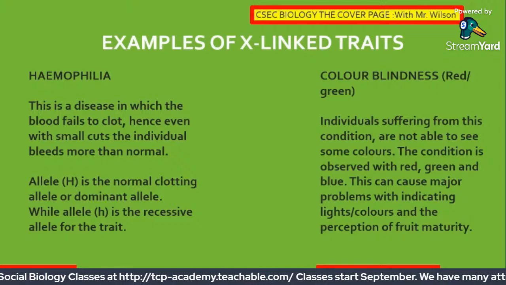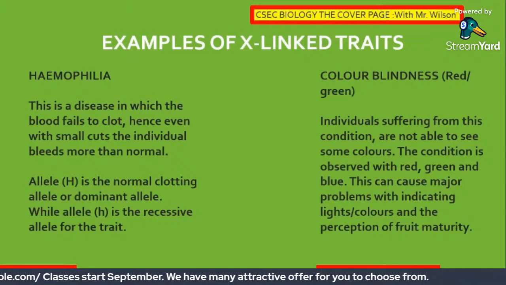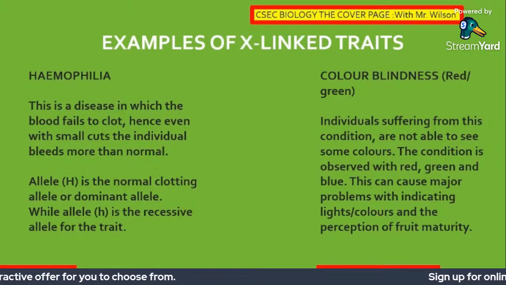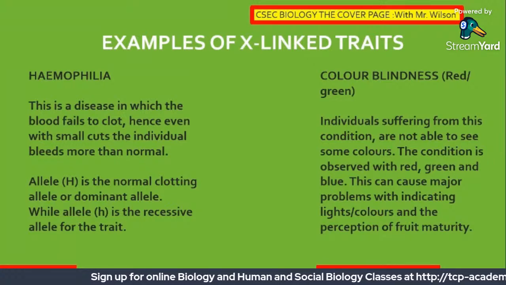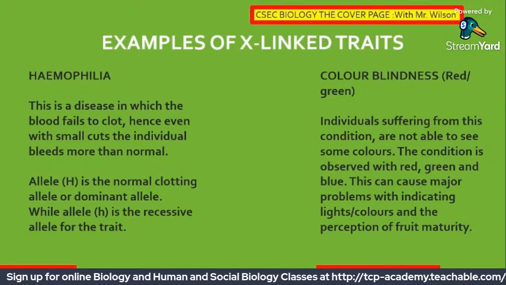Color blindness, or red-green color blindness. In this case, individuals who suffer from this condition are not able to see some colors. The condition is observed with red, green, and blue. This can cause major problems with indicating lights, colors, and the perception of fruit maturity.